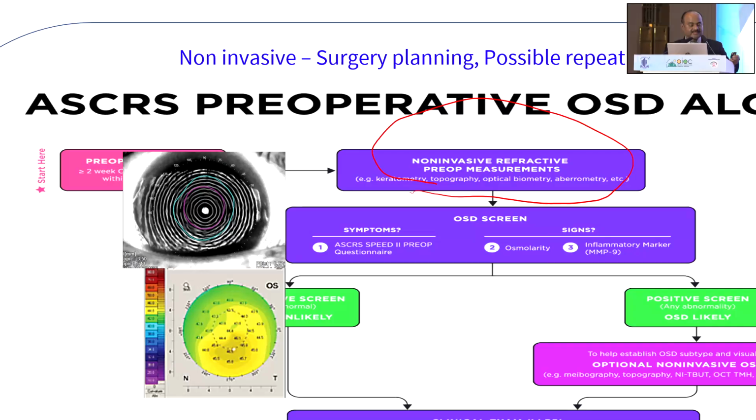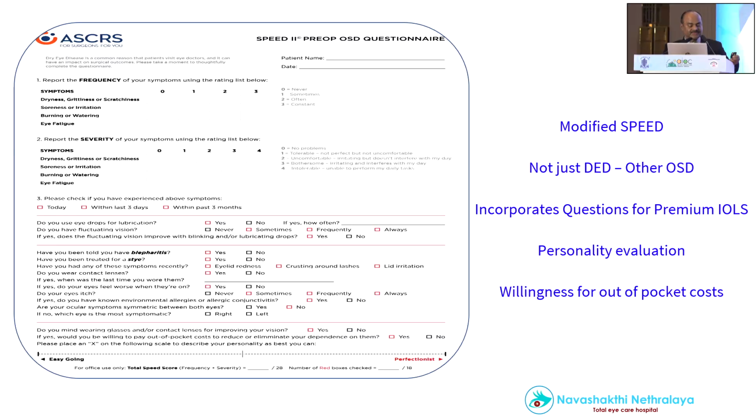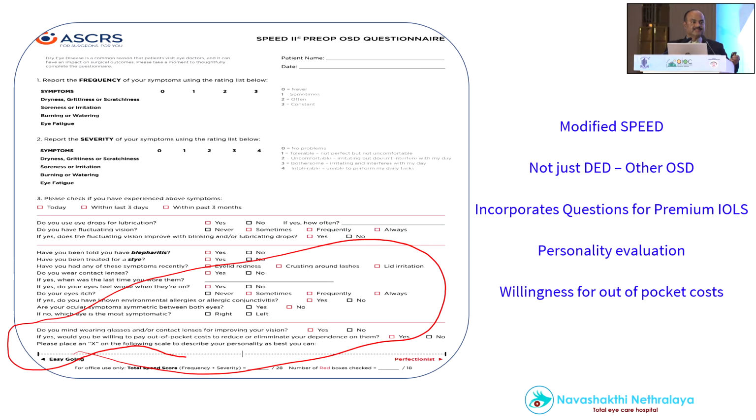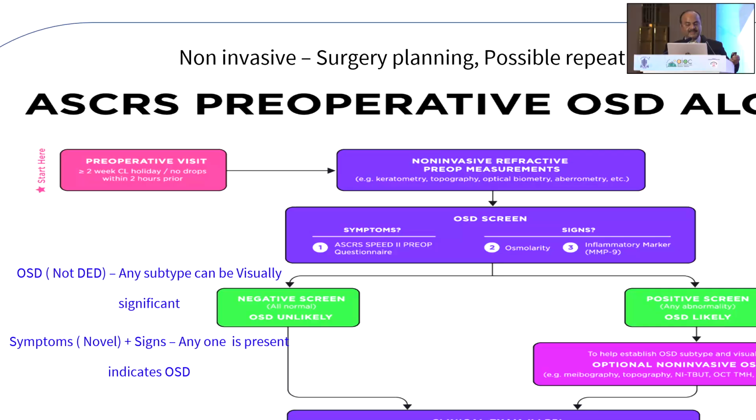Any inferior steepening which cannot be explained, or any distortion of the mires, indicates dry eye. Give a questionnaire to the patient. What was used here was the SPEED questionnaire, which they had modified and called SPEED 2, wherein they had just added questions related to cataract surgery: whether the patient is willing for multifocal advanced IOLs, and whether he can pay out of pocket. This is effectively the SPEED questionnaire with this modification, and then subject the patient to examination.